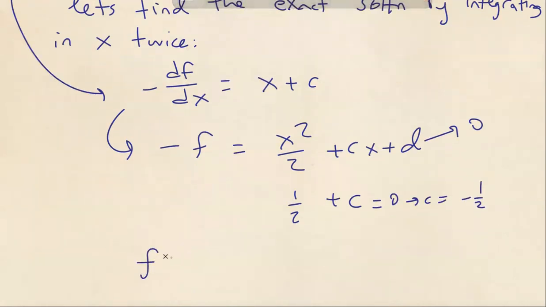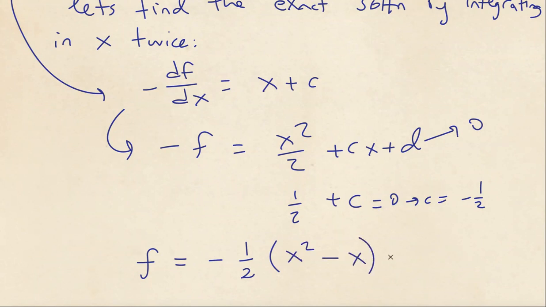So that means my f is equal to negative a half x. Let's make it positive. No, actually, negative x squared minus x. I guess this is the solution. So this is the actual analytical solution.